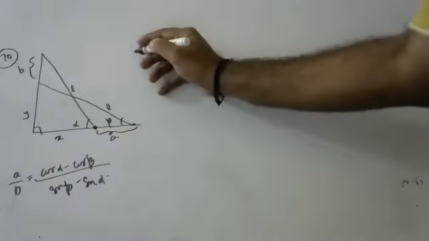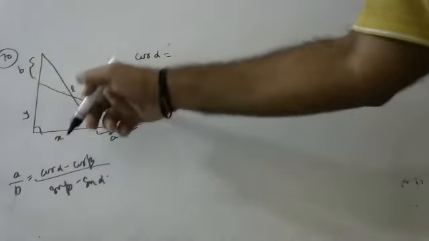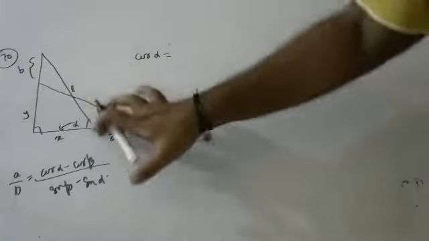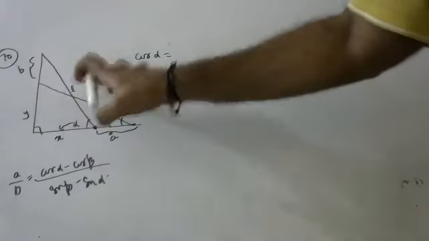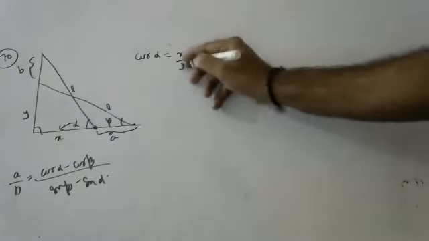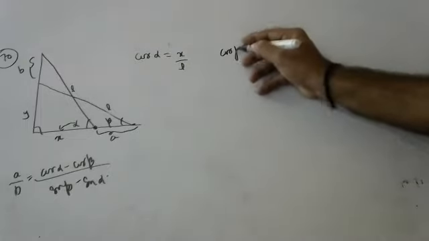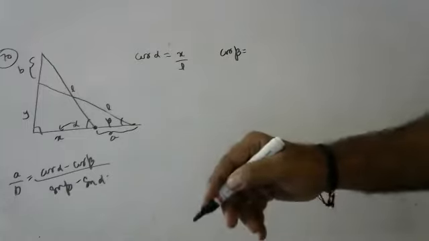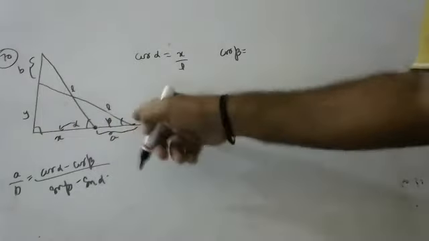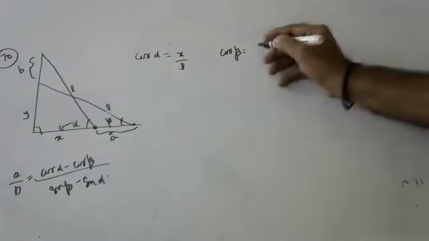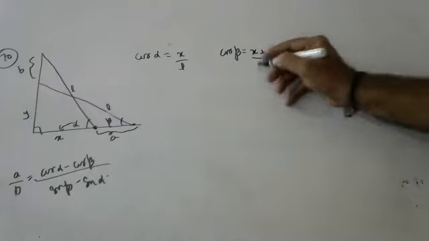Can anyone say cos alpha, children? No. Cos alpha is x by L, adjacent by hypotenuse. Don't see this down. This triangle only you see, children. Now, can anyone say what is cos beta? X plus A by L, adjacent by hypotenuse.